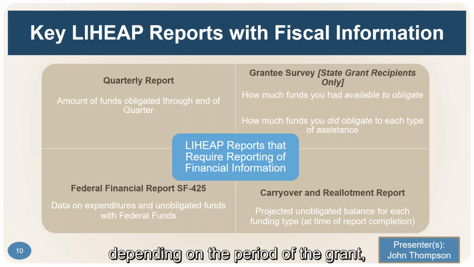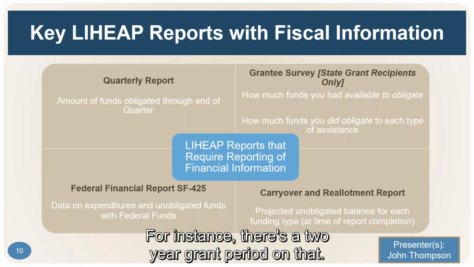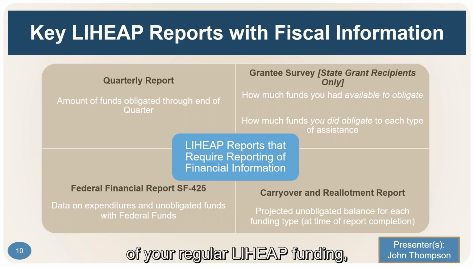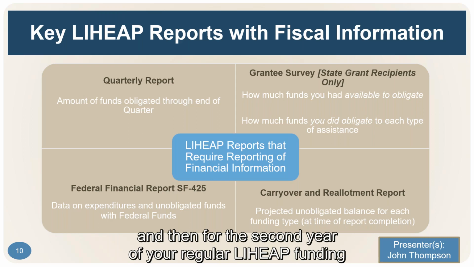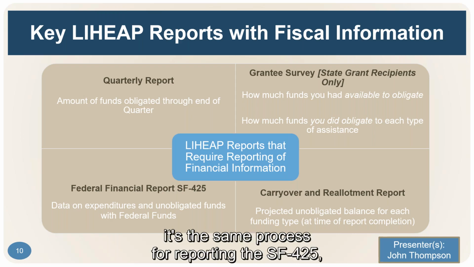And depending on the period of the grant, for instance, your regular LIHEAP allocation has a 2-year grant period. So you would submit an SF-425 for the first year of your regular LIHEAP funding, and then for the second year of your regular LIHEAP funding. And for any subsequent funding that you receive, it's the same process for reporting the SF-425.